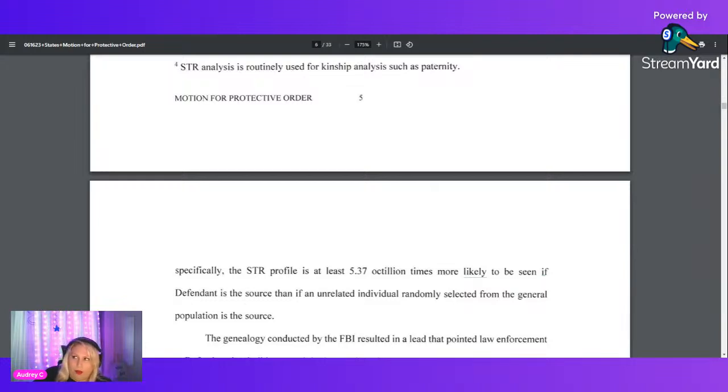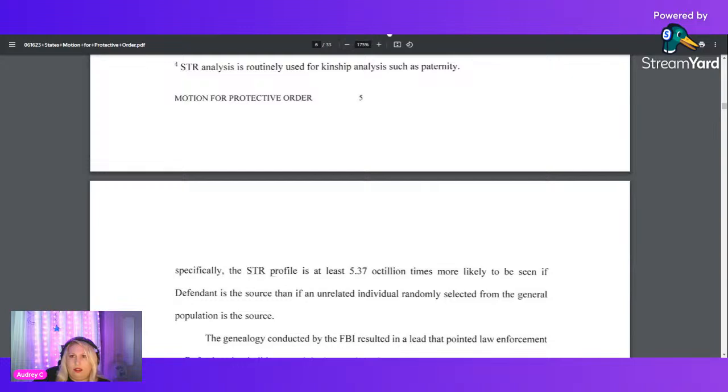That STR profile should be visible. It should be tangible. It should be a report, whether it's in paper form or you see it on a computer encrypted document. That STR profile should be visible no matter what. Even if it's a not-match STR profile, it's still an STR profile. So where it says an STR profile is more likely to be seen if given a result, that doesn't make any sense to me at all.